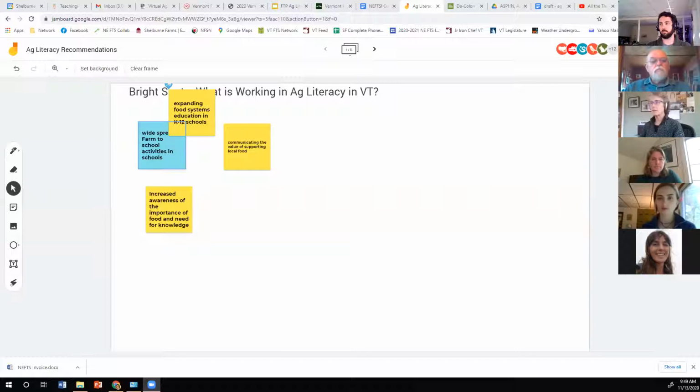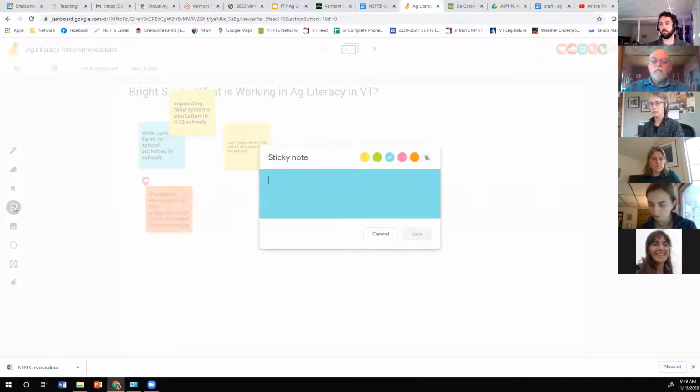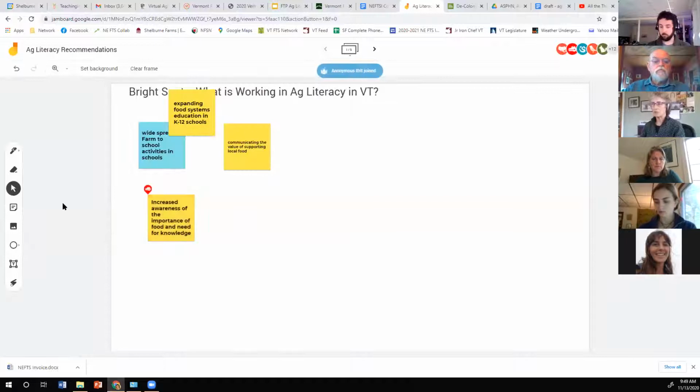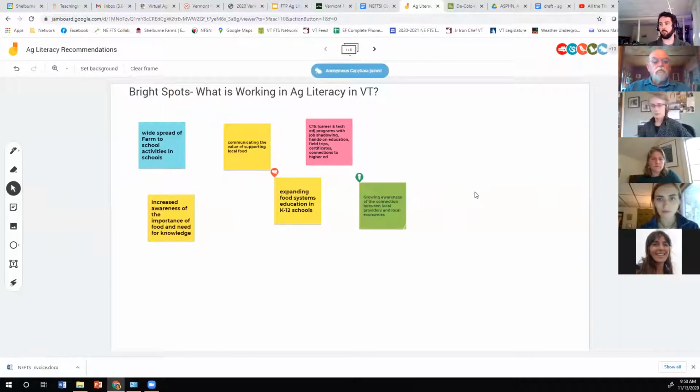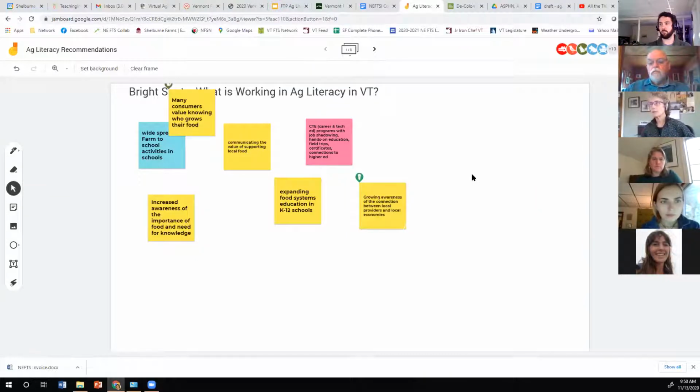All right, so this is what it looks like a little bit. If you can see my cursor on the left, you can click sticky note and that'll bring it up. You just type it in and it pretty seamlessly will add to the screen. All right, everybody have a chance to move some things in?